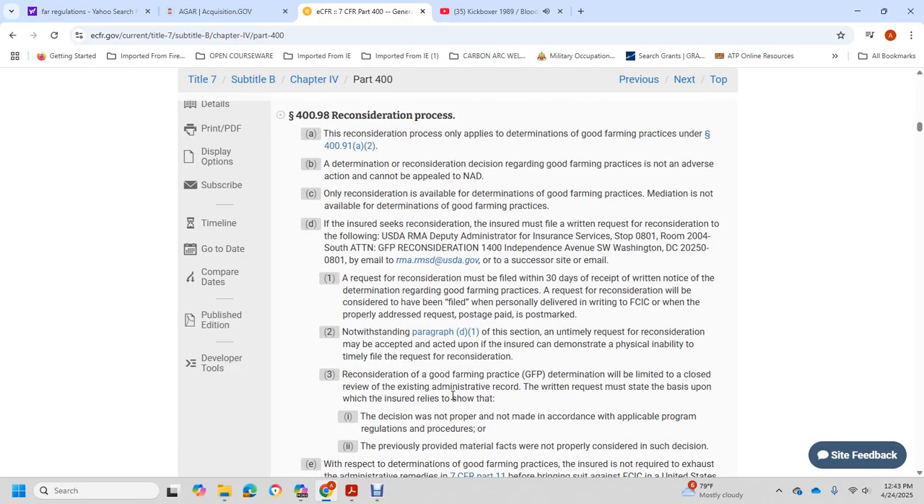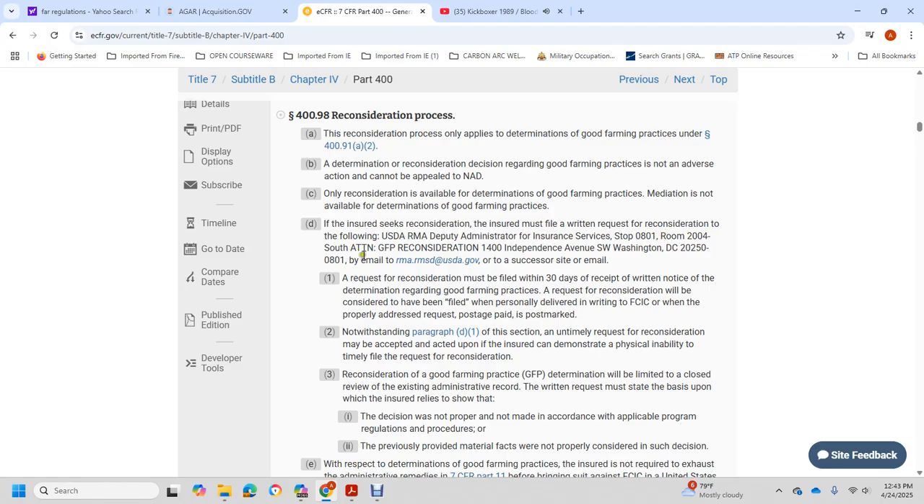498, reconsideration process. This process only applies to the determination of good farming practice under 491A. Reconsideration of the decision regarding good farming practice is an action that cannot be appealed to the National Agricultural Department; only reconsideration is available, and mediation is not available for a determination of good farming practice. To ensure reconsideration, the participant must file a request for reconsideration with the USDA RMA Deputy Administrator of Insurance Service.